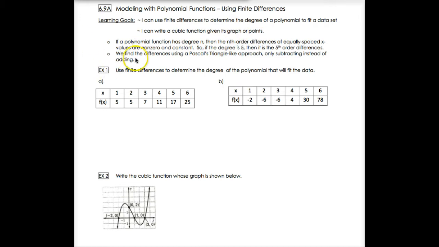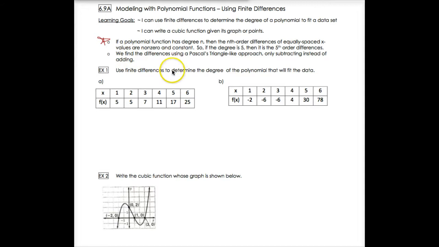So our lesson today is based upon what we see here first, and that is if a polynomial has degree n, so n is standing for a number, then the nth order differences of equally spaced x values are non-zero, so meaning not zero, and constant. Constant means that they're going to be the same. So, because we're working with n, an example would be if the degree of a polynomial is 5, then the fifth order differences would be constant, meaning they would all be the same number.